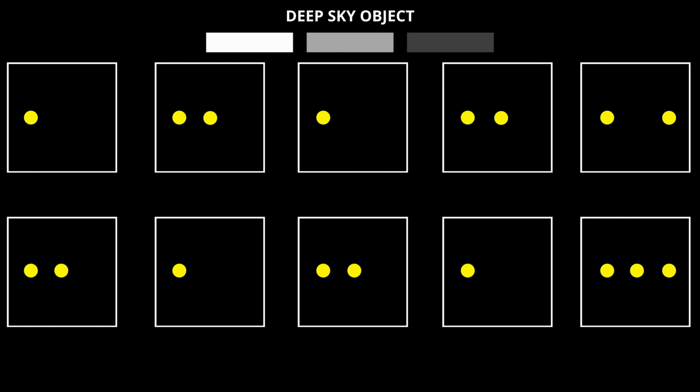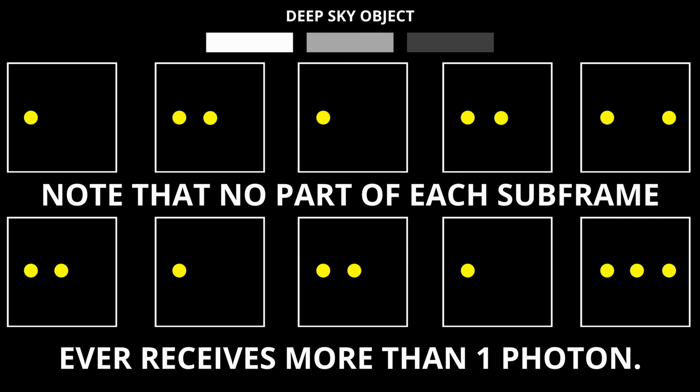But only every other subframe received a photon from the mid-brightness areas of the DSO, and its position on the middle of the sensor corresponds to where it appears in the DSO. And only 1 in 5 subframes received a photon from the dimmest areas of the DSO, and where that photon lands on the sensor also corresponds to where the dimmest part of the DSO is. Take note that in each subframe, the sensor receives no more than 1 photon for any part of the DSO structure, regardless of whether it is recording the brightest, mid-bright, or faintest regions of the DSO.